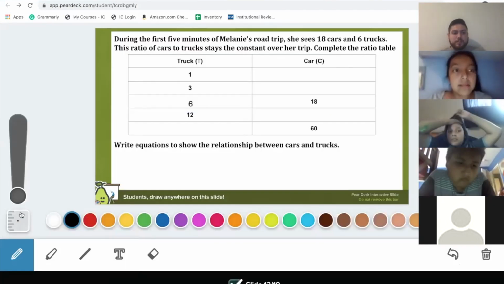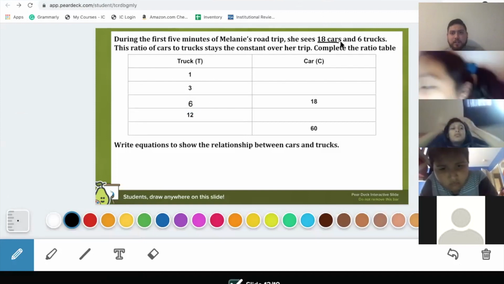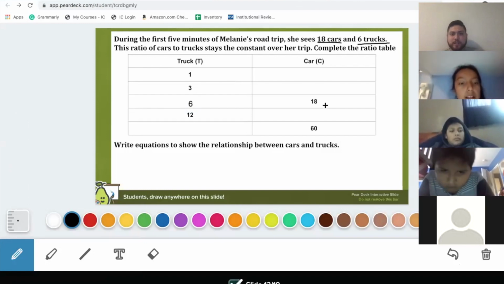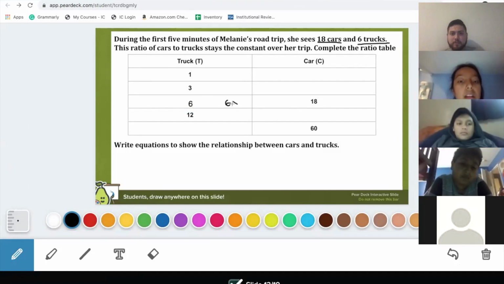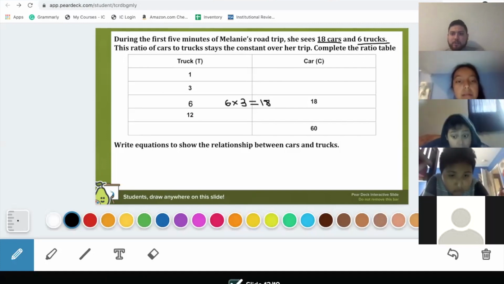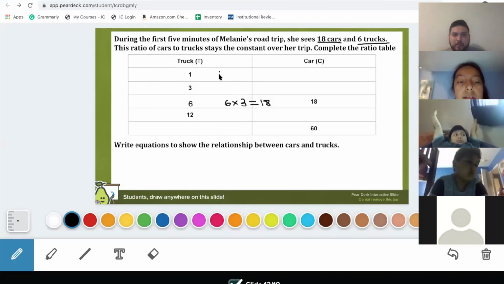So if we knew that she sees 18 cars and 6 trucks, that's one of the ratios they gave us. So here's the 6 trucks, here's the 18 cars. What multiplication problem was used to create this? Well, this was 6 times 3 equals 18. You're going to use this same pattern to finish this table. So we're going to take the same pattern. So we're going to take for the first one.